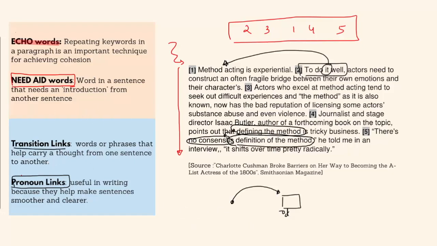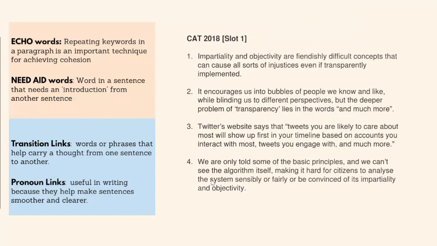So just to look at this one, look at it from the perspective of CAT 2018 slot one. You look at the echo words, impartiality and objectivity. Can you see here?